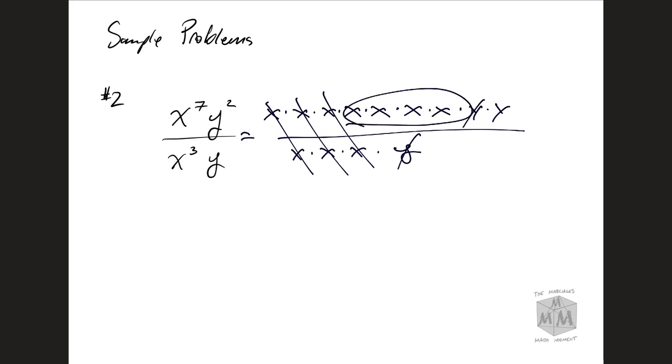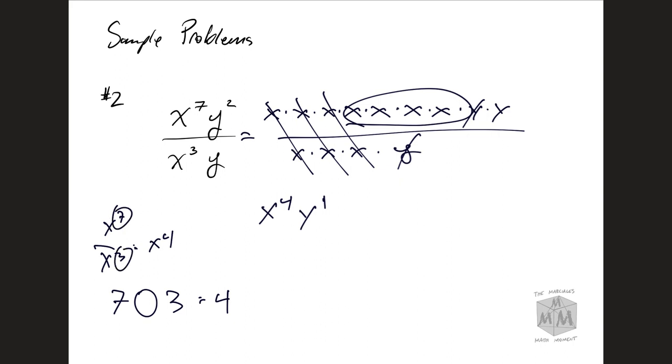So how many x's are left over? I have x to the 4th. And how many y's are left over? y to the 1st power. We don't really write it, but we'll write it for now. So how did I get from x to the 7th over x cubed, and I get x to the 4th? What math operation do I need to put between 7 and 3 that gives me 4? Just looking at the exponents here.